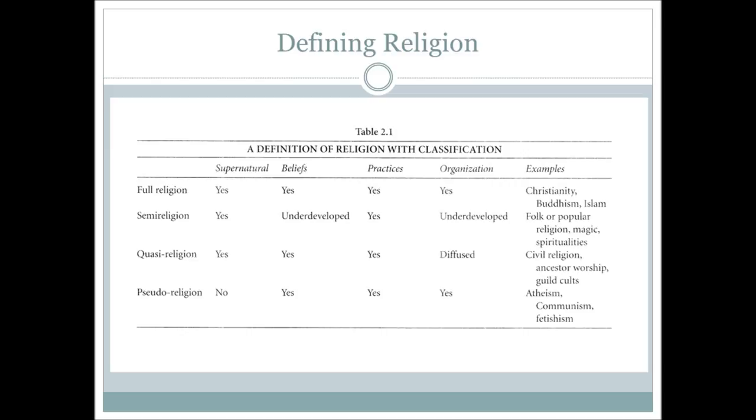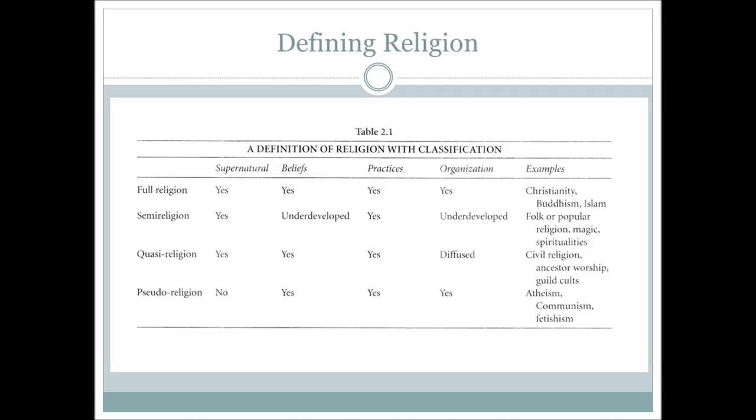Quasi-religion, where most of these things are present, but the organization really isn't cohesive. It's more broken down and spread out. And then pseudo-religion, where it looks like religion, but at the center of it isn't actually a belief in the supernatural. It performs like a religion but doesn't actually have the supernatural beliefs. And this is a really useful chart for understanding this.